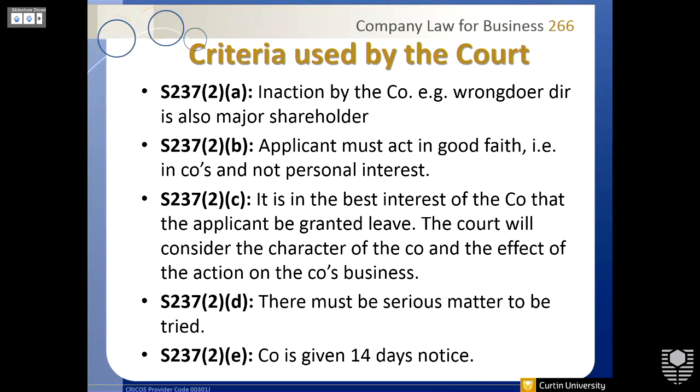Next, we are looking at Section 237 sub 2 sub D. There must be a serious matter to be tried. So there is an issue to be considered by the courts. And last but not least, a notice has been served to the company of this intention to bring this legal action, or where notice is not given, but the court deems that it is appropriate to allow this order, the courts will do so. All right? So if you have proven all of this, then you will get the permission of the court to bring an action on behalf of the company.